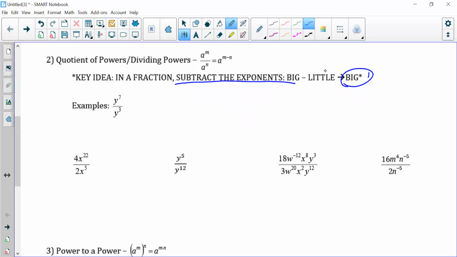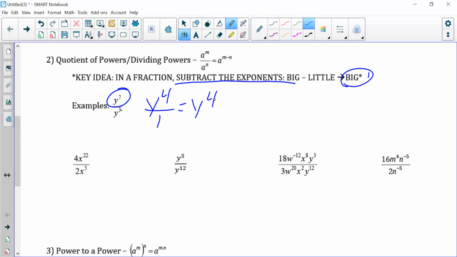So let's look at this for a second. y to the 7th over y to the 3rd power. So we're going to say 7 minus 3. Big minus little gives me y to the 4th. The big one was on top, so that's going to stay on the top of my fraction. All right, and this is y to the 4th over 1. We can just say y to the 4th.